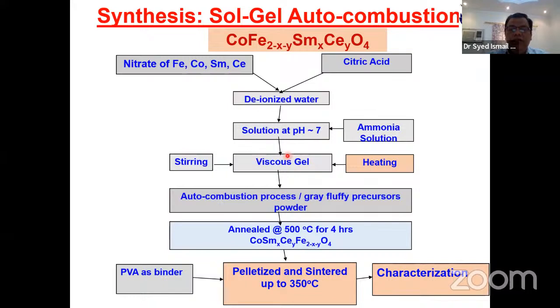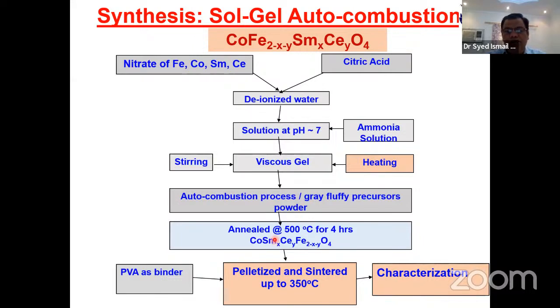So at 200 degrees centigrade, a viscous gel has been formed. Further heating, all of a sudden, in a fraction of a second, this gel has ignited, and a combustion process has occurred, giving a large amount of gases, wherein a fluffy gray substance has been obtained as a precursor powder.